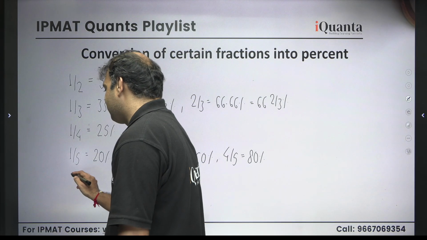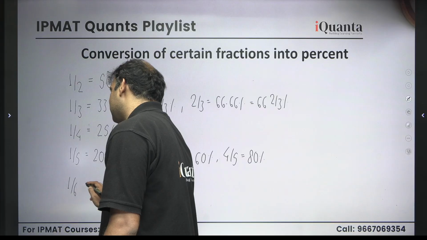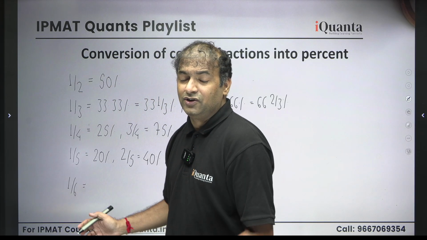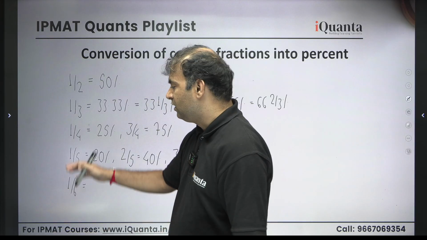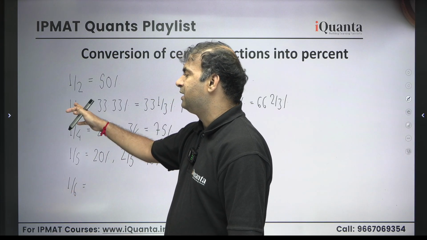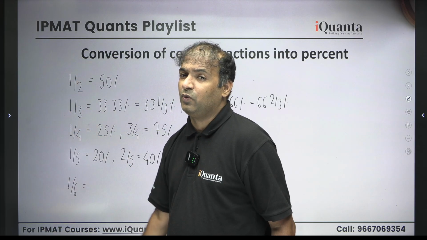Okay, the next fraction we can say is 1 upon 6, right? Now guys, 6 is actually a composite number. We can say 6 has a few factors like 3 and 2. So we can find the value of 1 by 6 either with the help of 1 by 3 or with the help of 1 by 2, right?